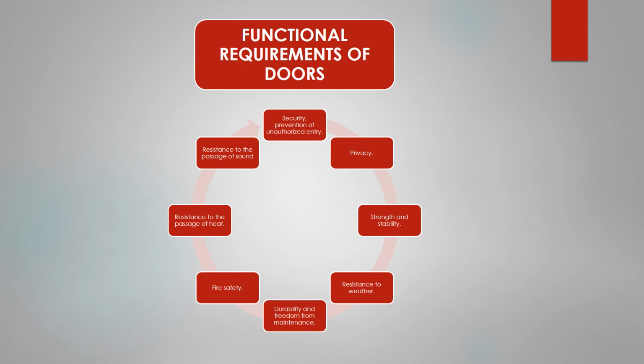We also have resistance to the passage of sound. It should regulate the sound, or it should not allow passage of sound from one room to another. Then security, prevention of unauthorized entry. For a door to function like a door, it should be secure. It should also prevent entry of an unauthorized person. It should also maintain privacy when it is locked.